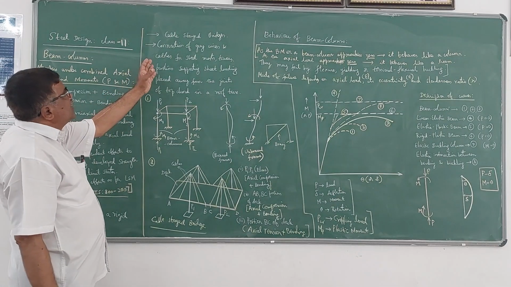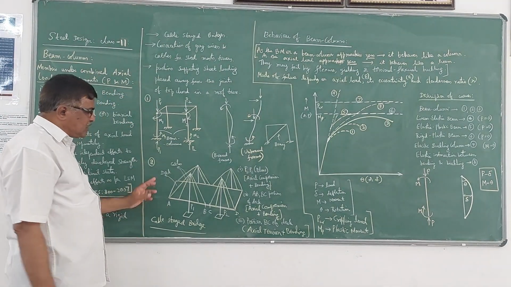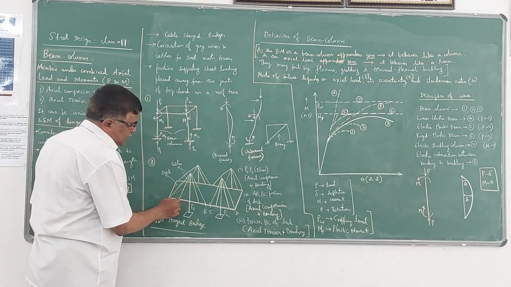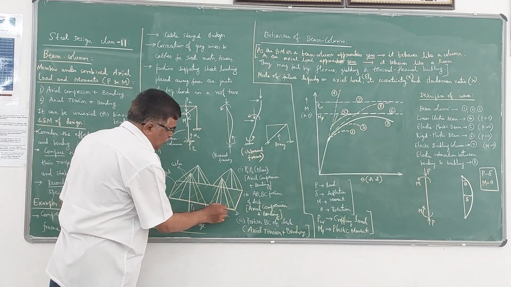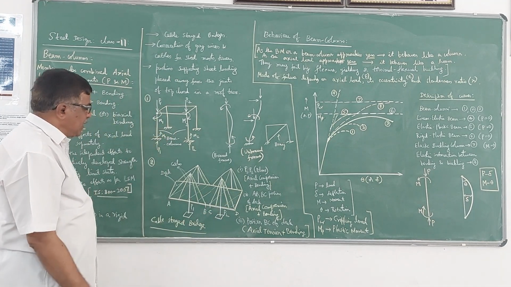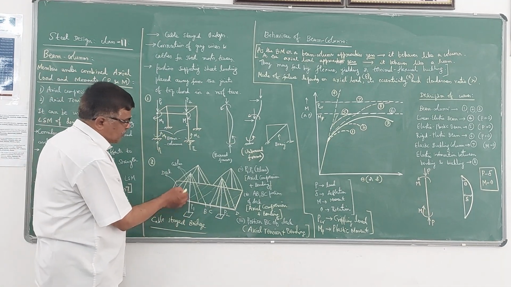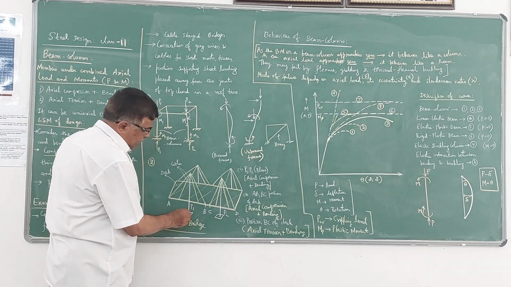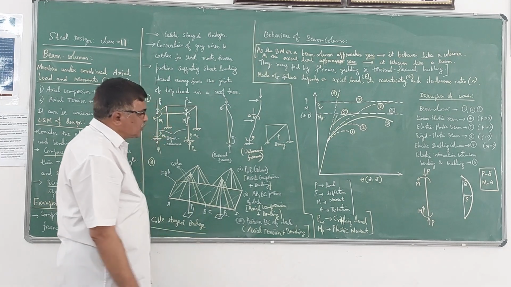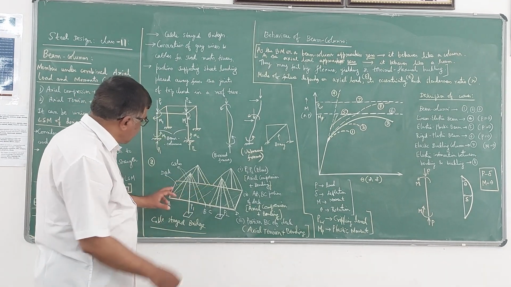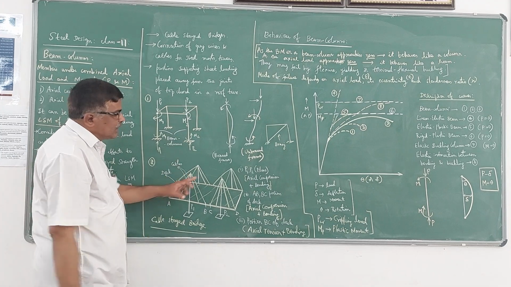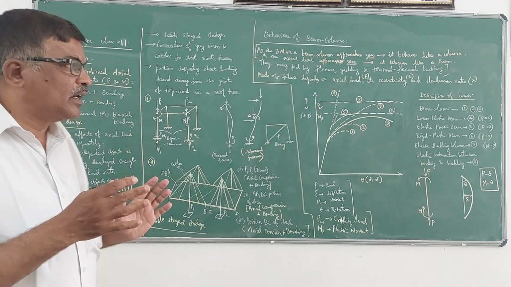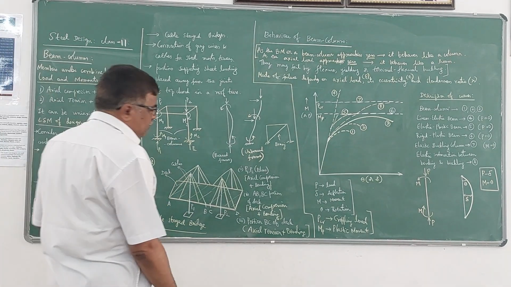Second example, we can use a cable stay bridge. Here this portion is called the deck portion, that is the floor of the bridge. Then you have here pylons, vertical members which are firmly connected to the base, the foundation. And these are the cables. In this case, you can observe the behavior of the components will be similar to beam columns.